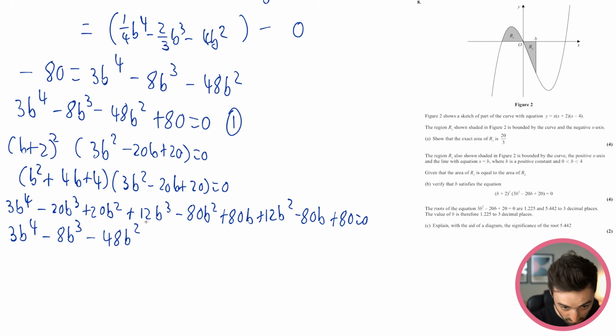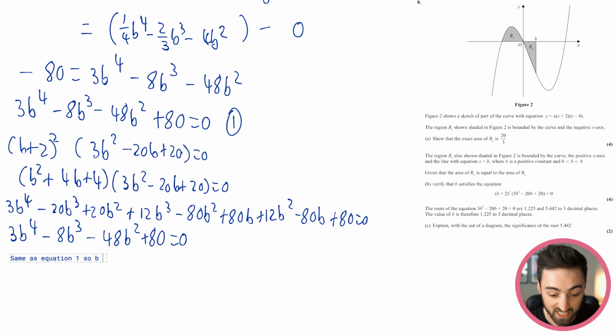B terms, I've got plus 80b minus 80b, cancels out, plus 80, which equals 0 now. If I'm lucky, which it looks like I am, okay, so I can say that this, same as equation 1, so b satisfies the equation.